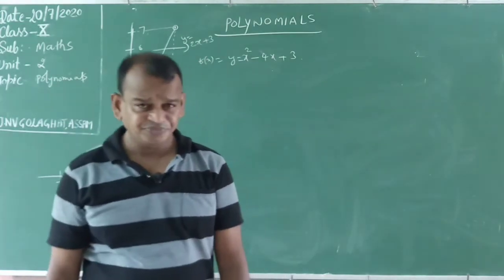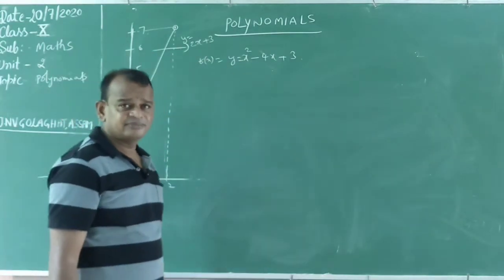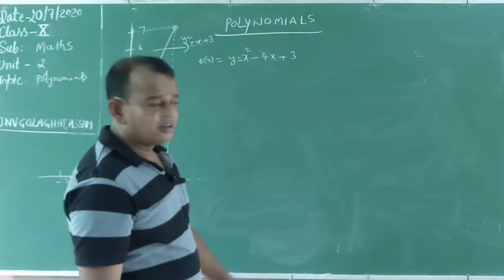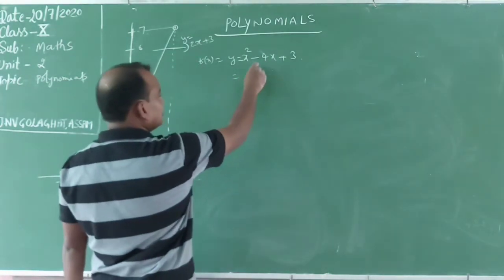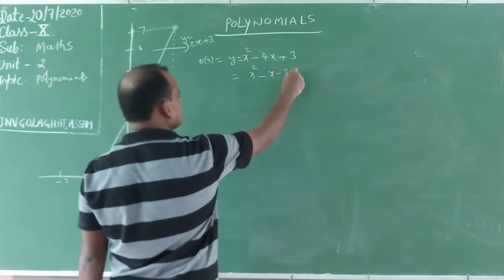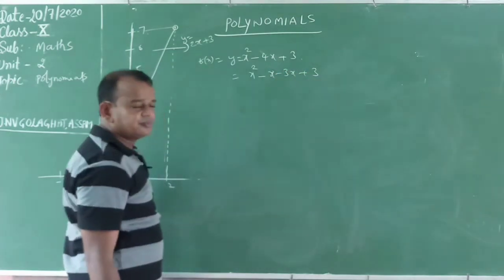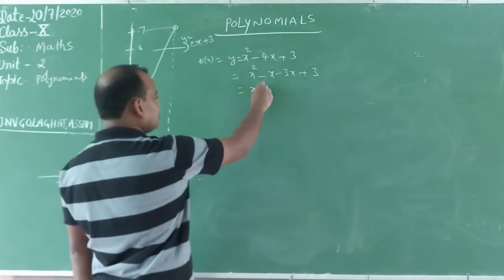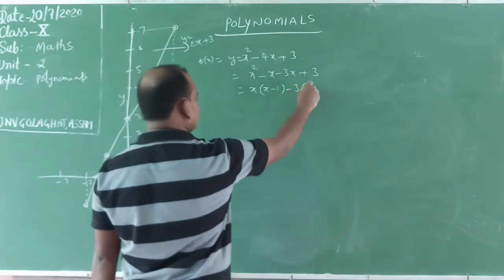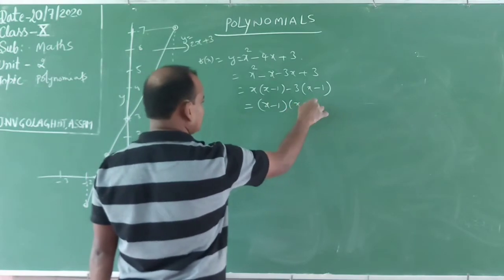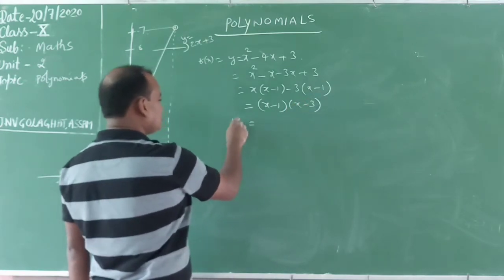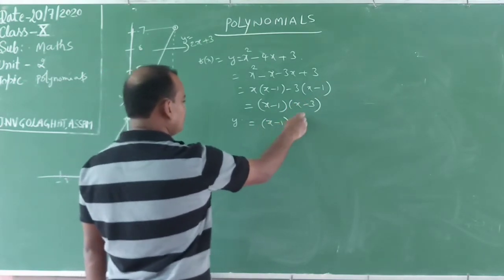First we write the factors. How to write the factors? First we take the product of the x square coefficient and the constant, 3, and split the middle term: x square minus x minus 3x plus 3. Now x taken common, x minus 1, minus 3 taken common, x minus 1. Now x minus 1 taken common, x minus 3. So y is equal to x minus 1 into x minus 3.